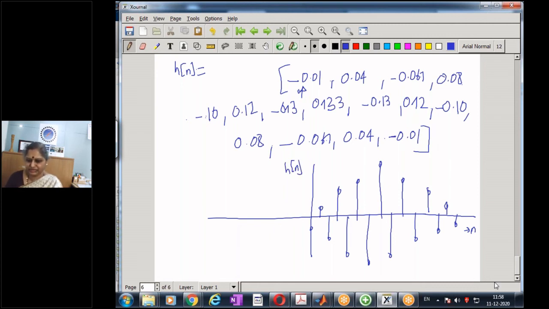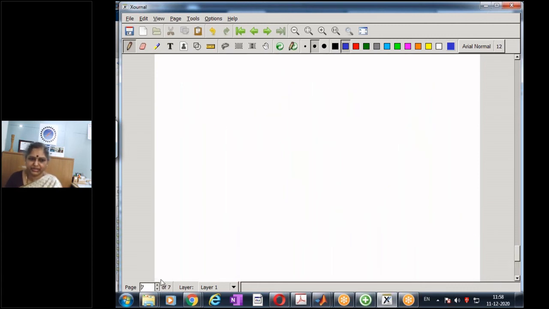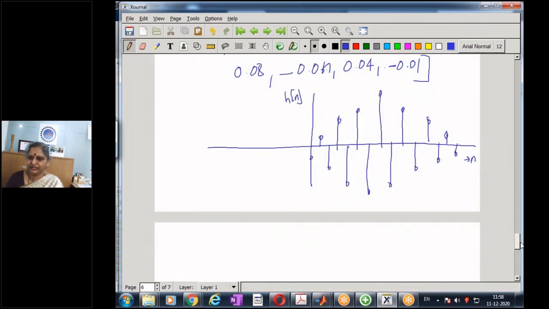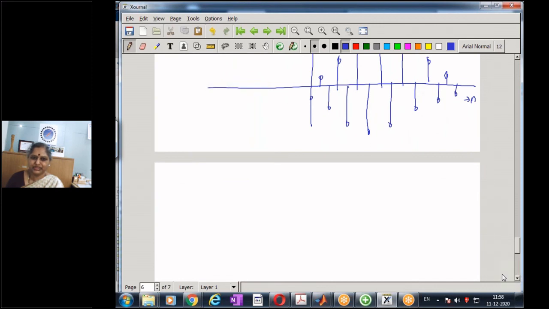So this is our impulse response, and by seeing it, I can make out that this is a high pass filter. The moment I see my coefficients alternating in sign, I know this is a high pass filter. So now let us check how good is that design.